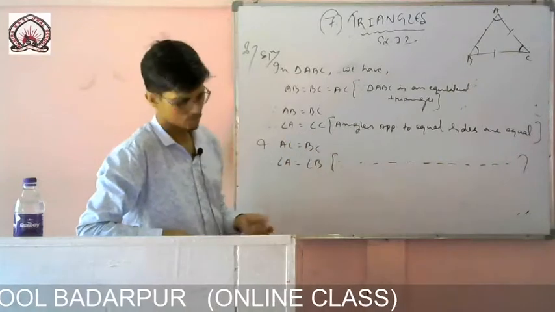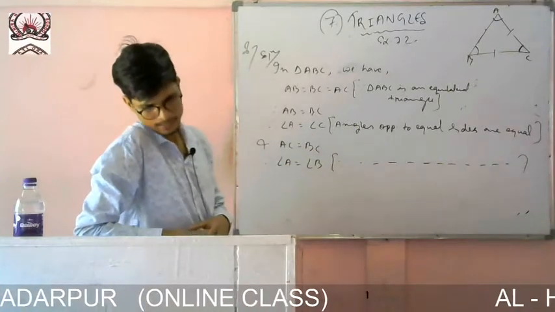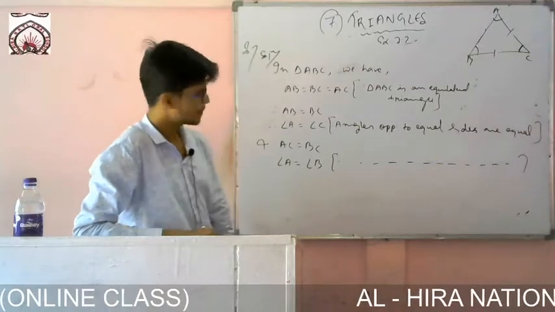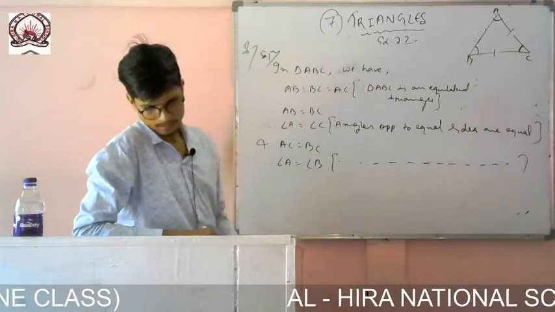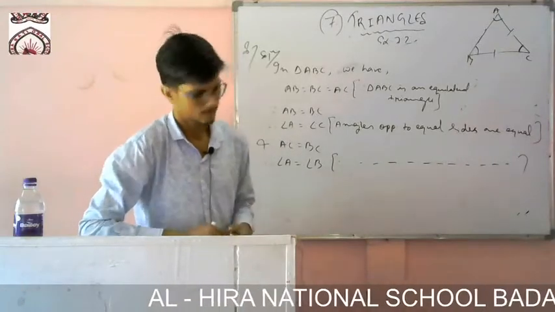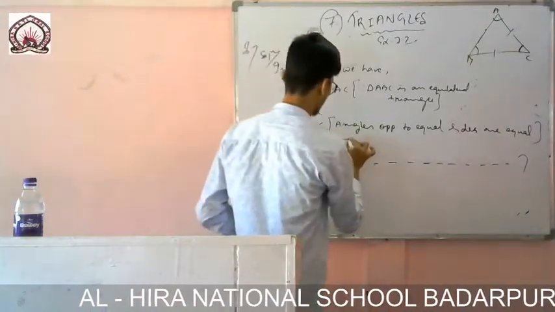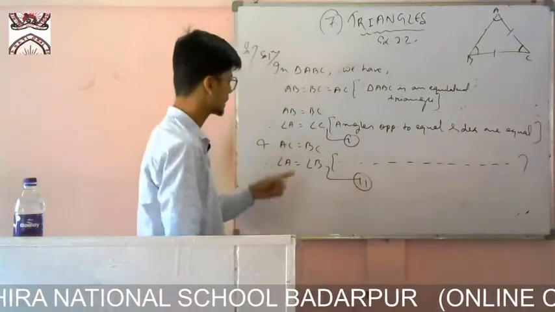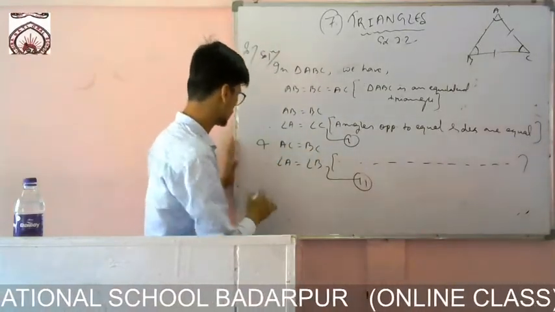AC will be equals to BC, so angle A will be equals to angle B. And angle A will be equals to angle C, because AB is equals to BC. So now let me give it as equation 1, and this one will be equation 2. So from 1 and 2 I can write angle C and B are also equal.